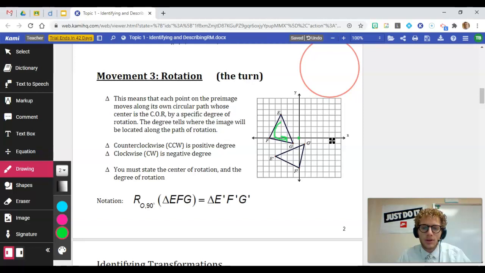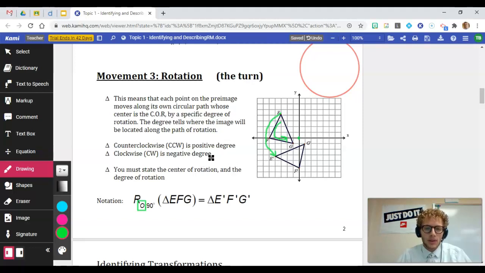In the future, you're going to be asked to find out where the center of rotation is, but for our purposes today, we can tell that it is at the origin. So every point in this pre-image is being rotated in a circle about that center of rotation, which is the origin, and it's being moved to its image location.